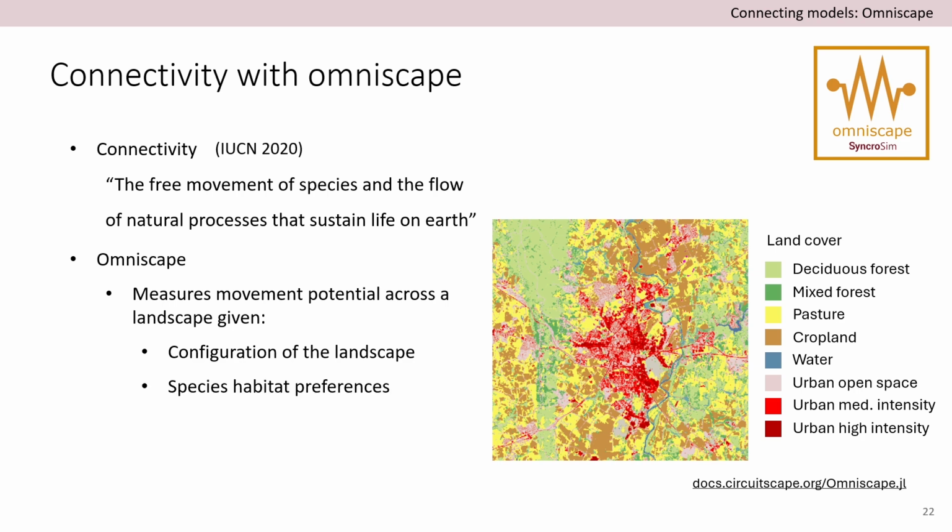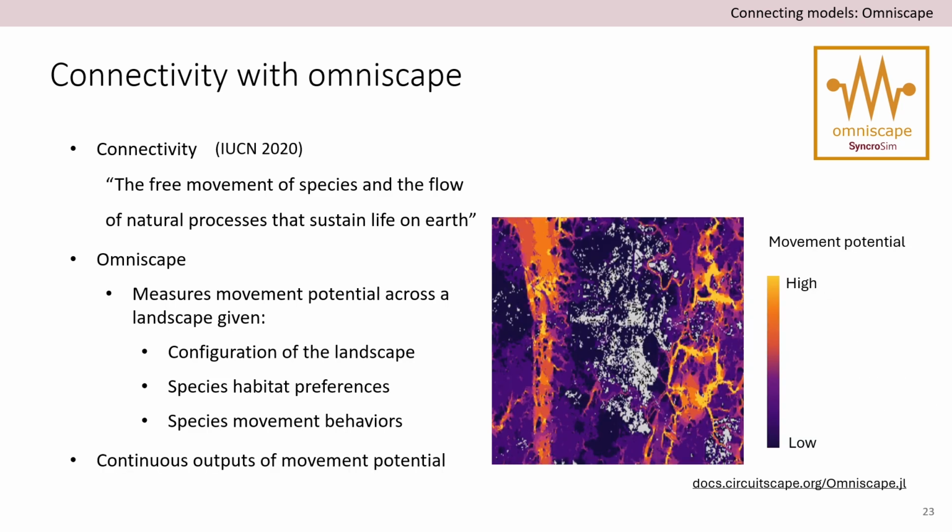The second component is the species habitat preference. So what are the sources? What are the habitats for that species? In the case of this example, this is a forest-dependent species. So all the pixels in green would be habitat for that species. And then the species movement behavior. So what are the land cover types that it prefers to move through and avoids when moving, and also how far it can move as it moves from a habitat patch through the landscape.